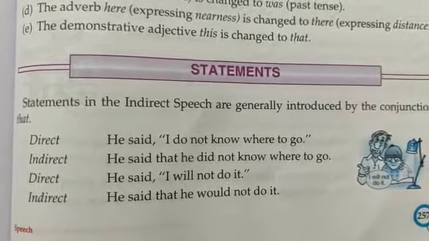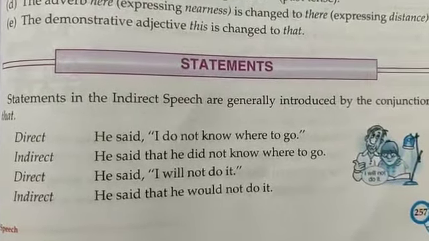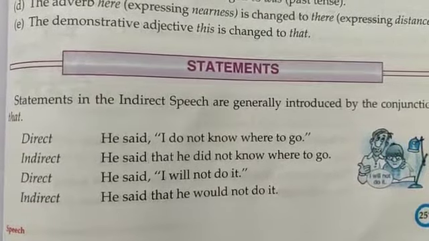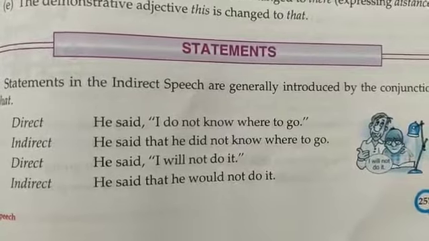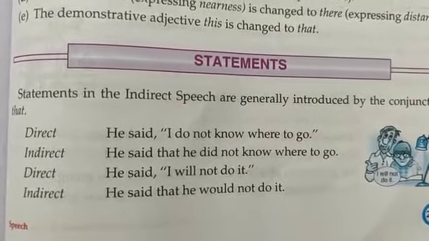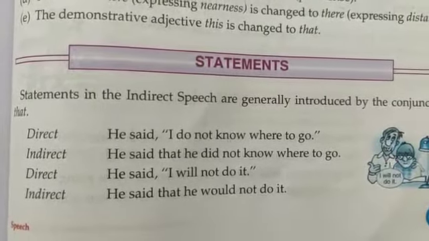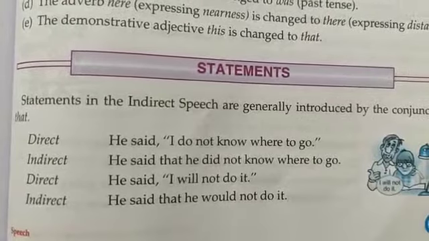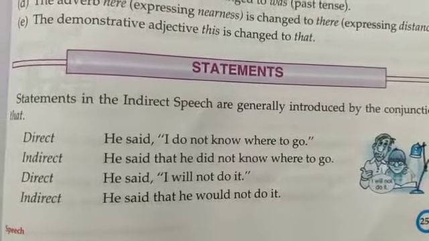Right? So do not has changed to did not, and the conjunction that has been used. The pronoun I, which is in the first person, has been changed to he in the third person, and which conjunction has been used? That, to link the sentence.